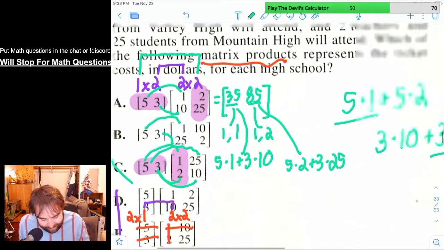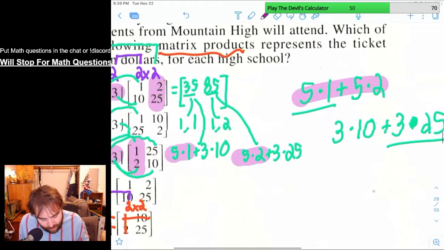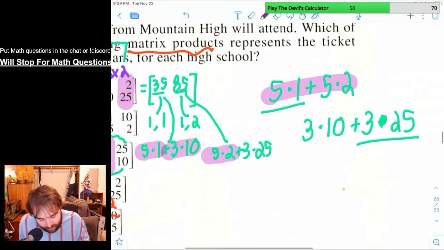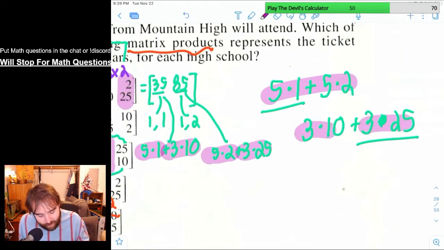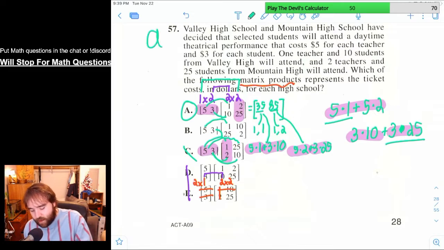Is this just what we already calculated? It's just A. Let's see. We've got 5 times 1 and 5 times 2 and 3 times 10 and 3 times 25. That's exactly what we want. It's just A. So that was tough.